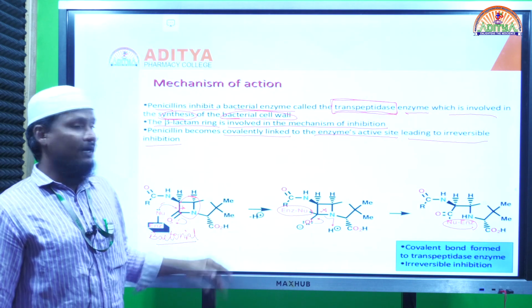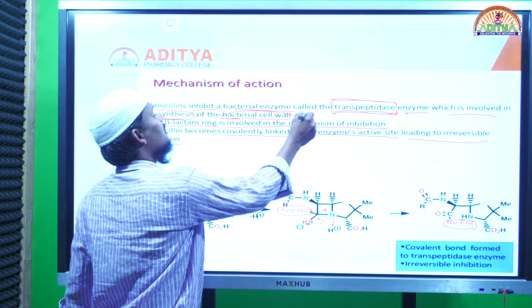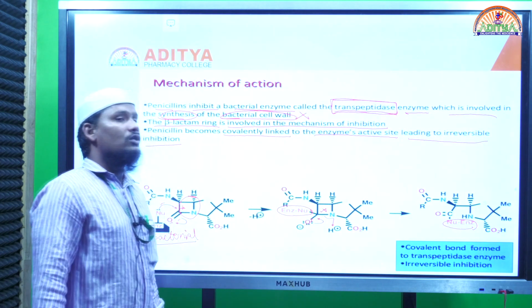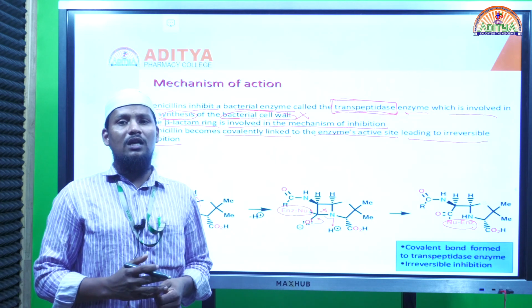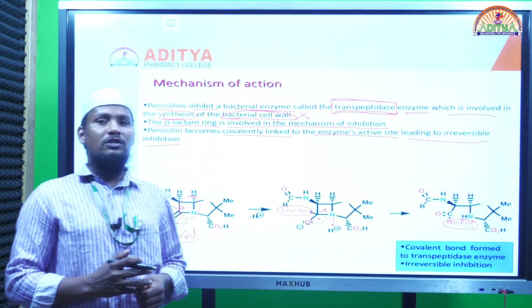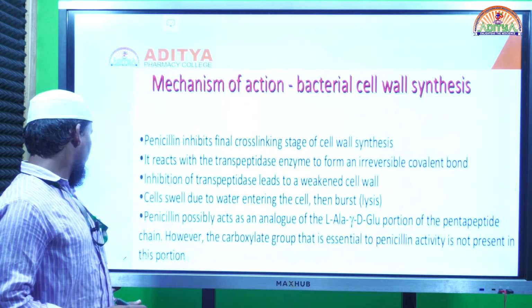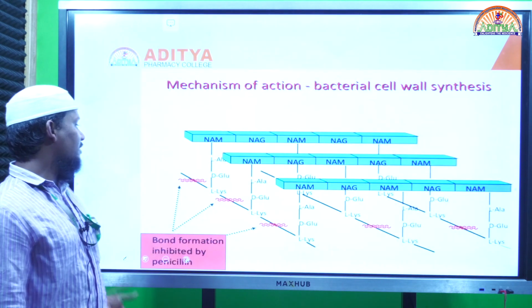So thereby what happened? The penicillin blocks the bacterial enzyme. Thereby the bacterial cell wall synthesis gets inhibited, which leads to a leakage of intracellular elements and some important intracellular enzymes, which leads to cell death. Okay, so this is a brief mechanism.